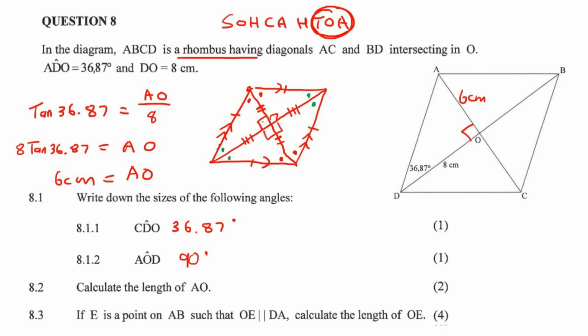Fantastic. Now it says if E is a point on AB, so it's somewhere here, such that OE is parallel to DA. Okay, so here's DA. And then OE, so OE would be there. Okay, so E would be here, because these lines are parallel. See that? They've got to be like railway lines. Calculate the length of OE. Okay, so they want the length of OE.